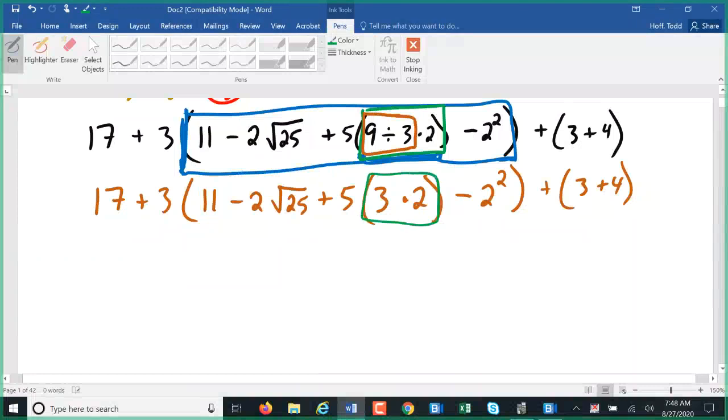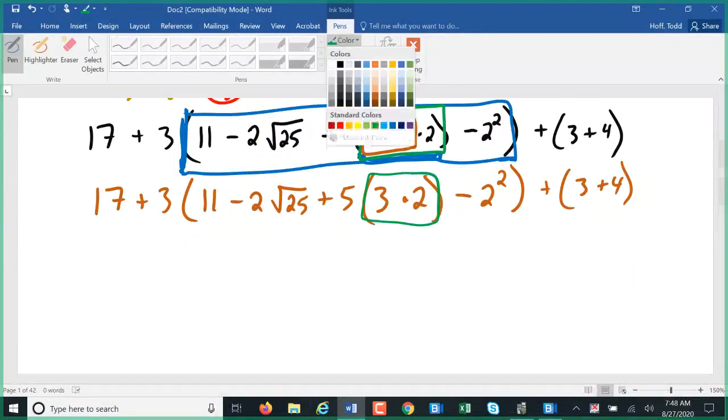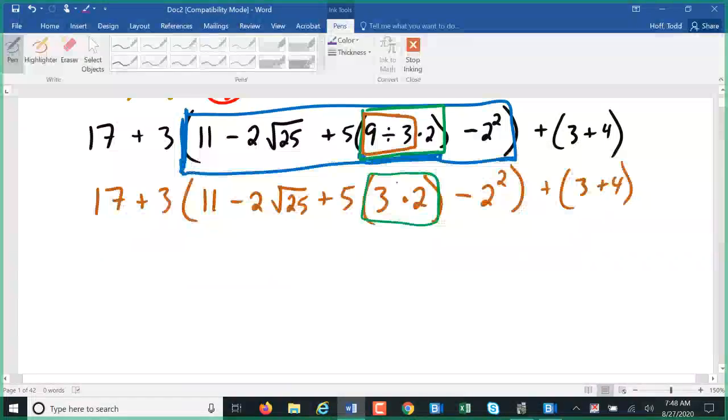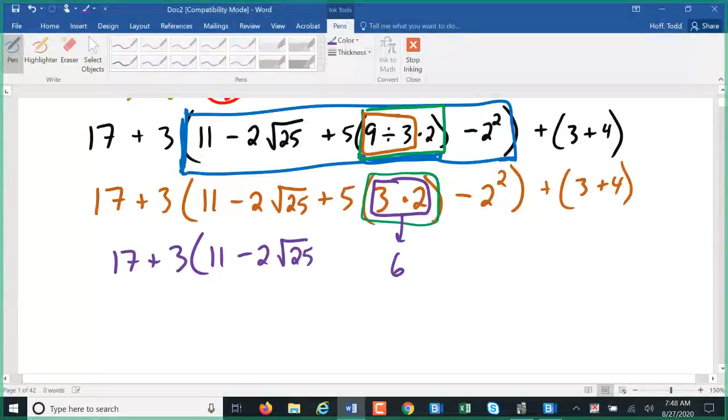So we're still working inside that parenthesis there. There's only one thing left to do, and that is the multiplication. 3 times 2, which is 6. So we replace the 3 times 2 with 6, and we rewrite the rest of that problem.